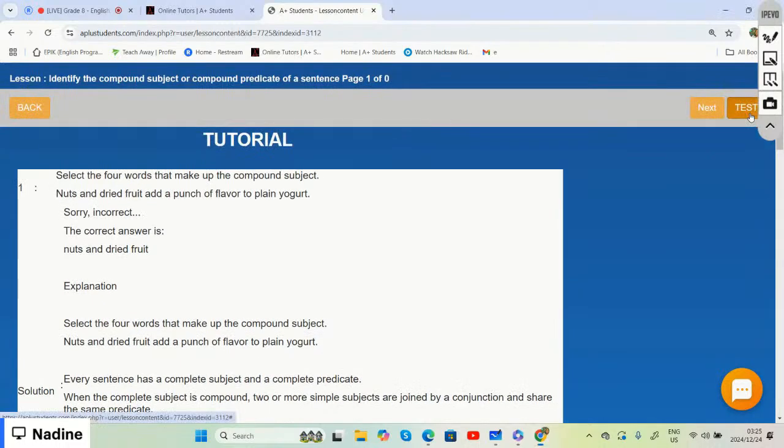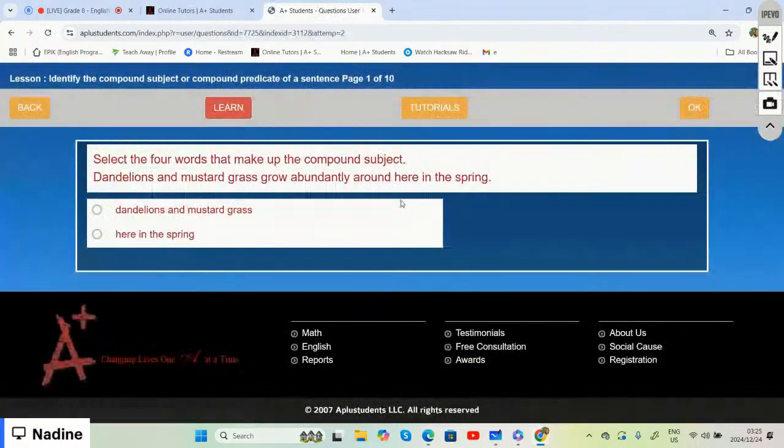All right, so now we're going to our test, and we're going to select four words that make up our compound subject. Four words that make up our compound subject.